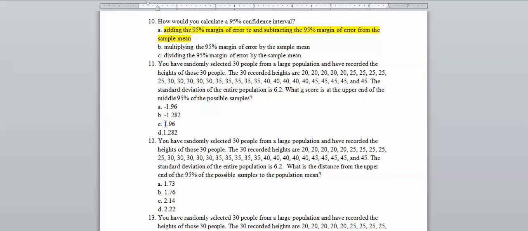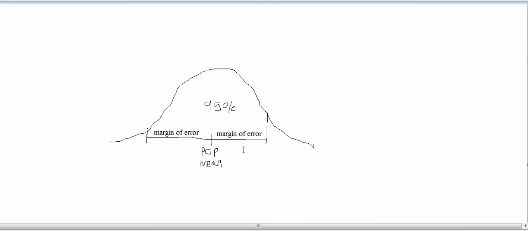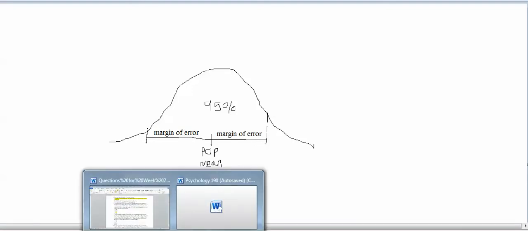That's your answer. And it's positive 1.96. What you do now is, when I say what's the distance from the upper end of the 95% to the population mean, what I was talking about is this distance from this upper boundary to the population mean, which is really just the margin of error. So I could have just said what's the margin of error in that question.